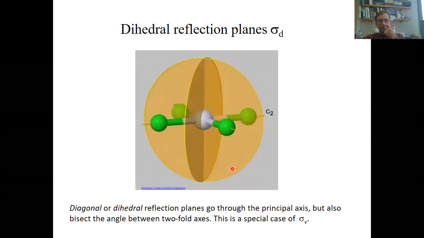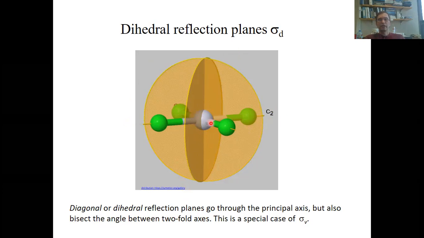Okay, then there's a special type of vertical mirror plane, that's a so-called dihedral mirror plane, which is denoted sigma subscript D. So we have a dihedral mirror plane when these mirror planes bisect the angle between twofold axes. That means axes that have the order 2. So an example is shown here.